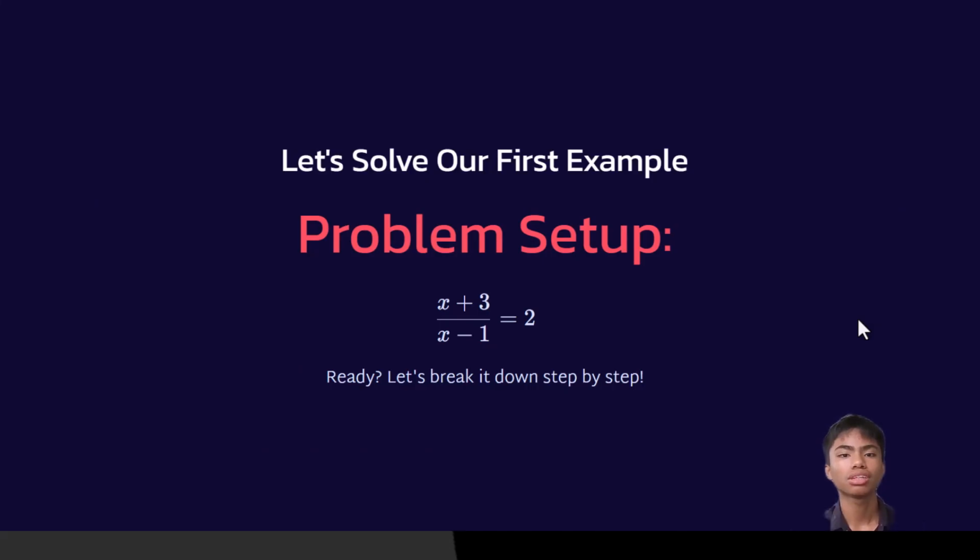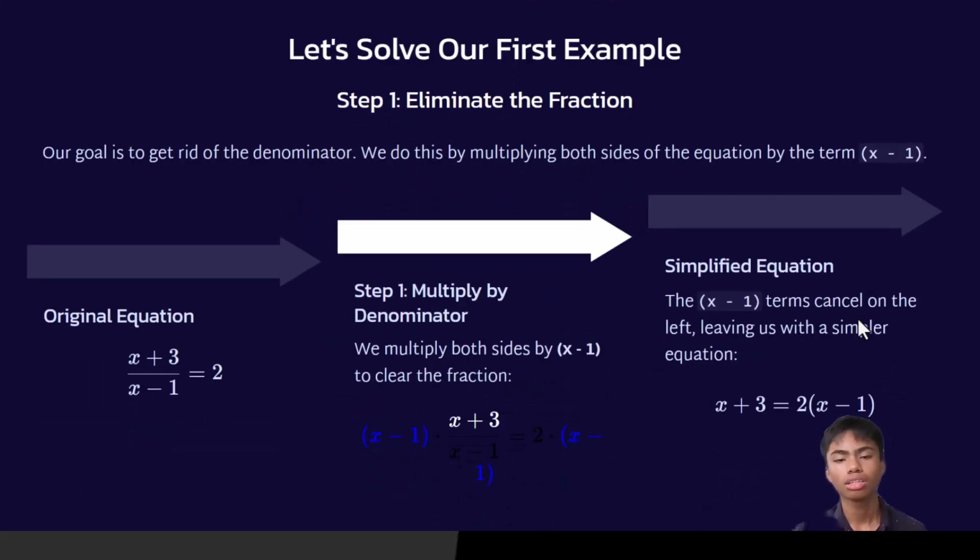Let's solve our first example. x plus 3 over x minus 1 is equal to 2. In step 1, we multiply the denominator. We multiply both sides by x minus 1, which is the denominator, to clear the fraction.